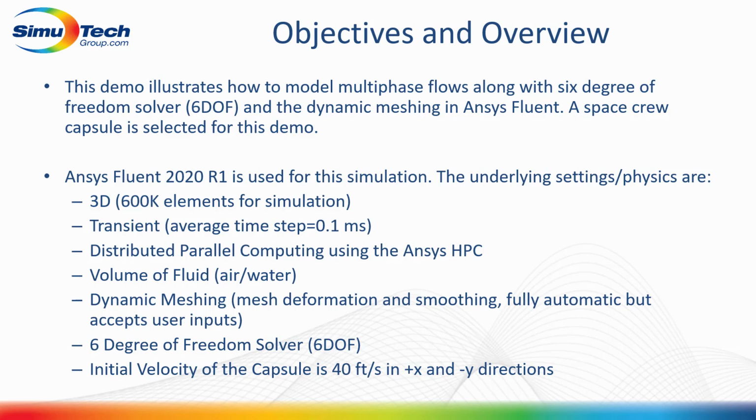Volume of fluid for the multiphase flow modeling is being used, and we set a dynamic meshing with passive walls and include a 6DOF solver to account for the capsule motion in 3D. The capsule will have a steady initial velocity of 40 feet per second or 12 meters per second.